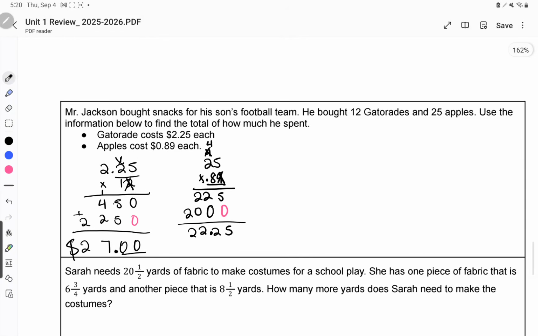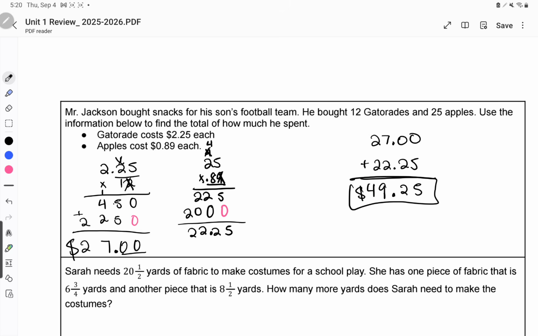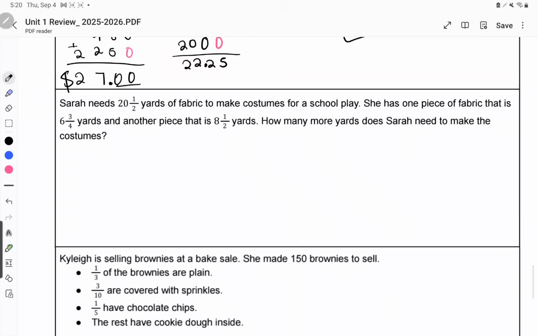So we know how much the Gatorade cost, and we know how much the apples cost. How do I find out how much it cost him all together? We add 27 plus 22.25. 0 plus 5 is 5. 0 plus 2 is 2. Drop the decimal straight down. 7 plus 2 is 9. 2 plus 2 is 4. It cost him $49.25.